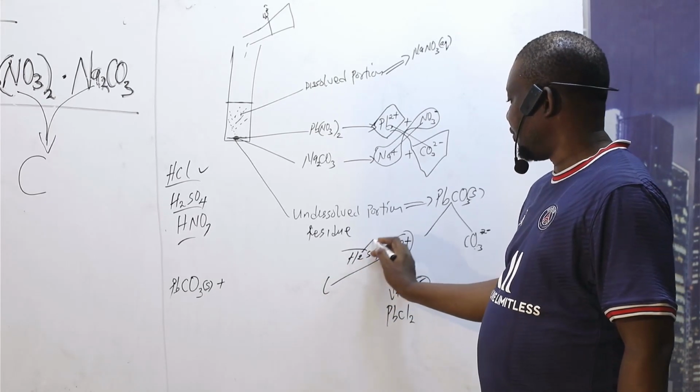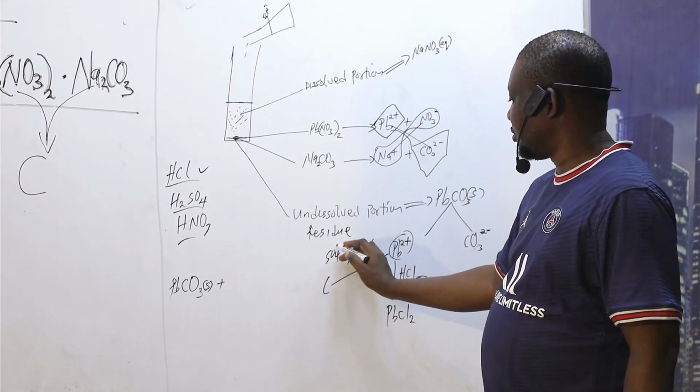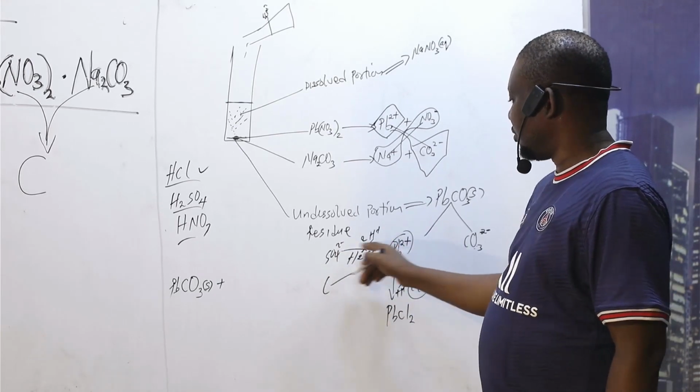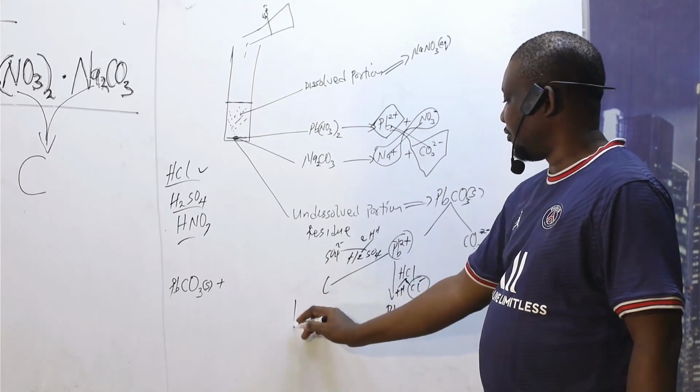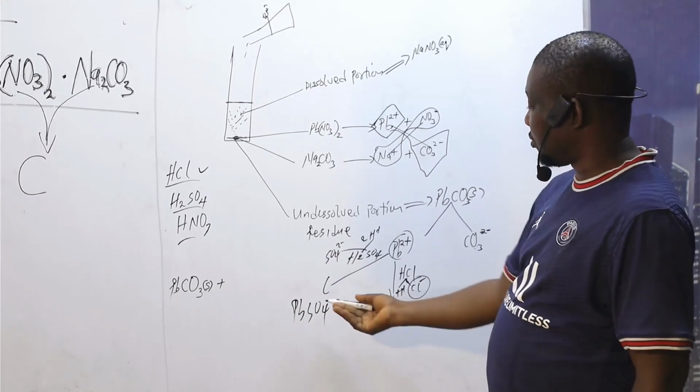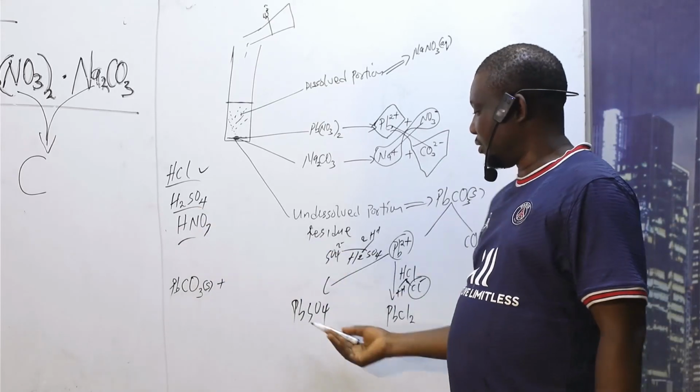H2SO4, which gives SO4 2 minus and H plus. Which of these is going to combine with this lead? I think this one. So we have PbSO4. Of course, you know that lead sulfate is also not soluble, so this acid cannot dissolve it.